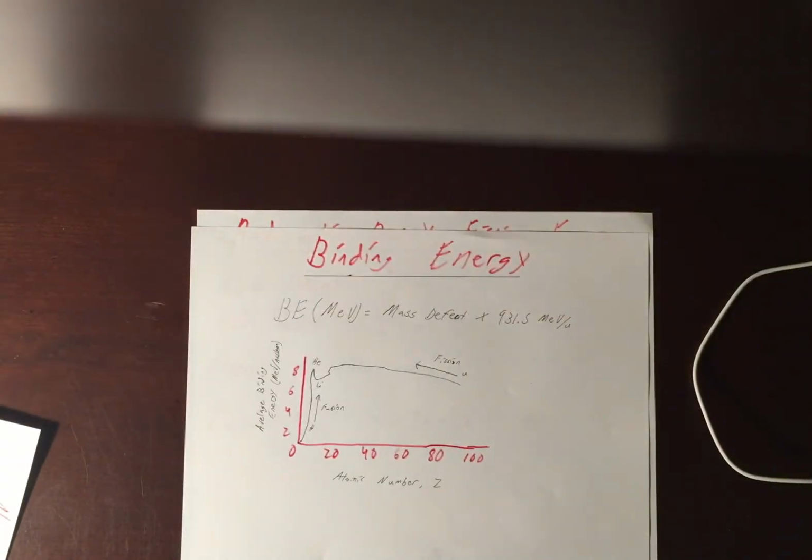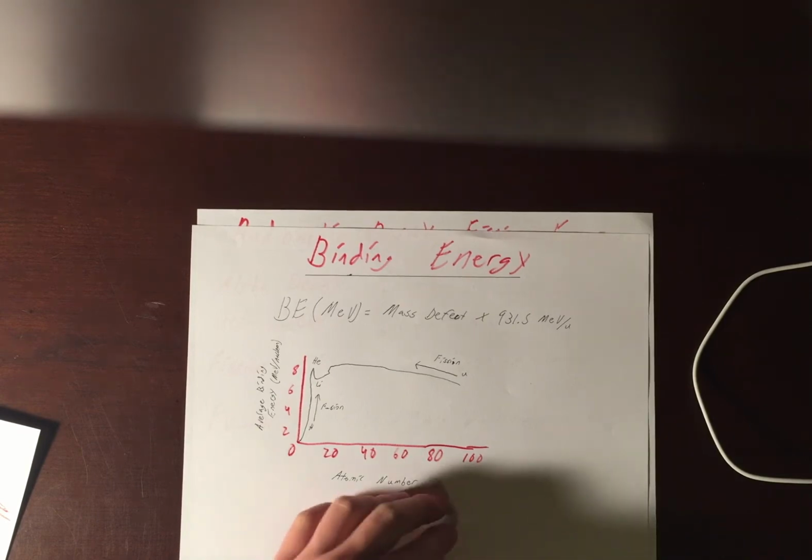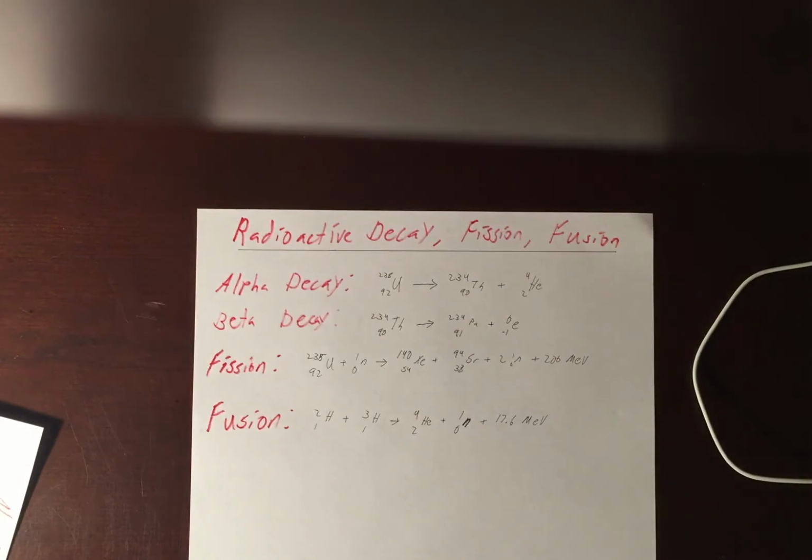Next we have binding energy. And this pretty much states that the experimental weight and the actual weight of an atom are going to differ slightly from each other. And you're going to use this equation to find the difference. And this graph shows the average binding energy per nucleon when it is plotted against the atomic number Z. Finally, we have radioactive decay, fission, and fusion.